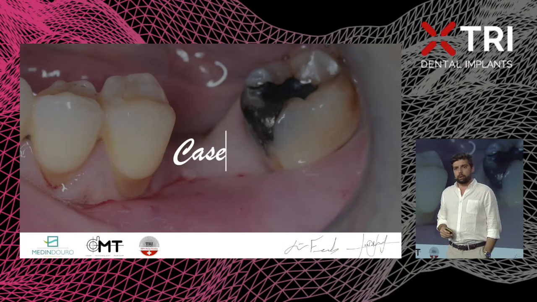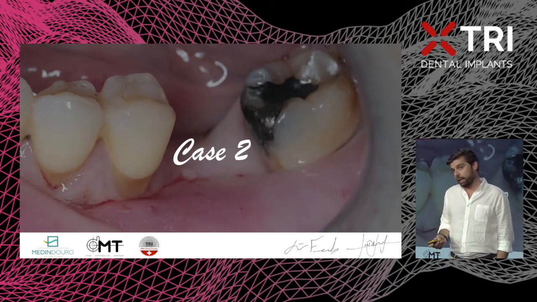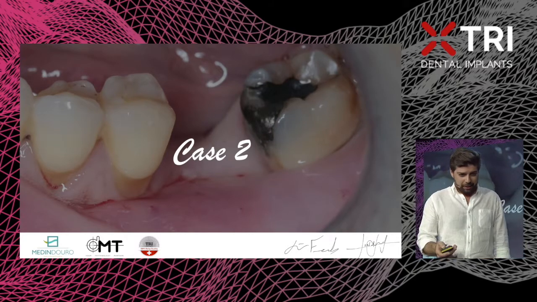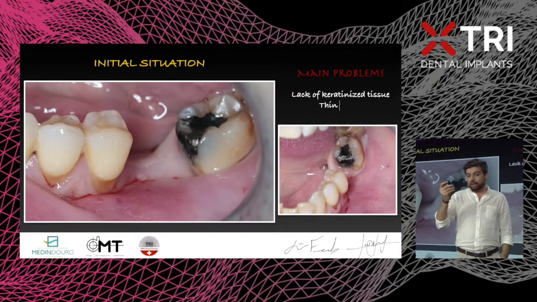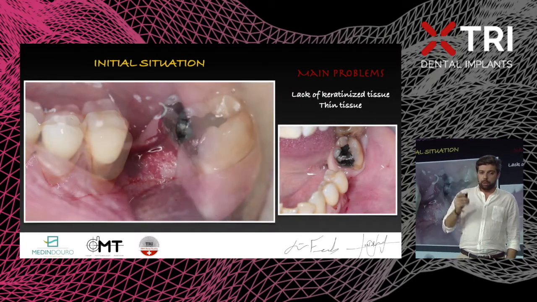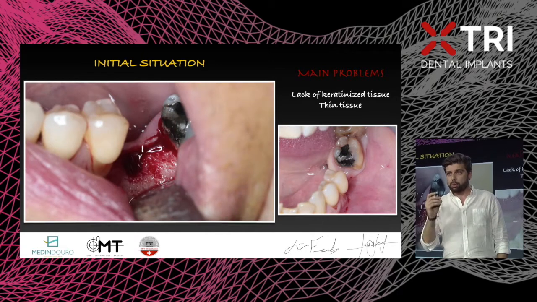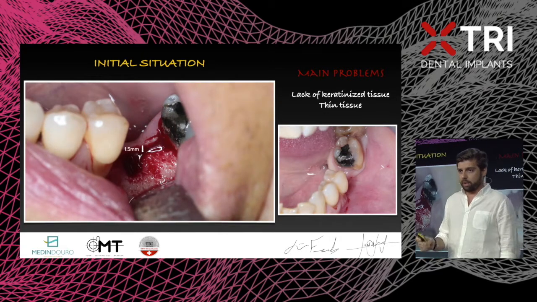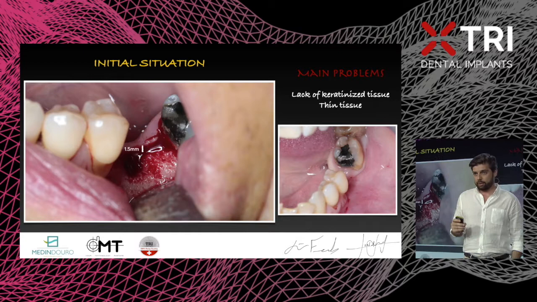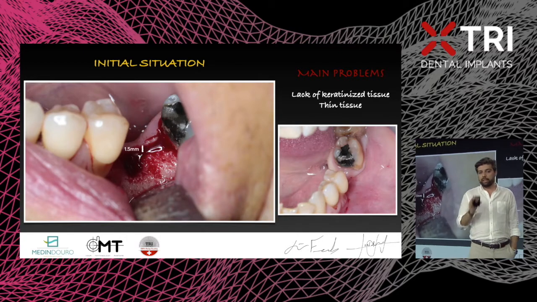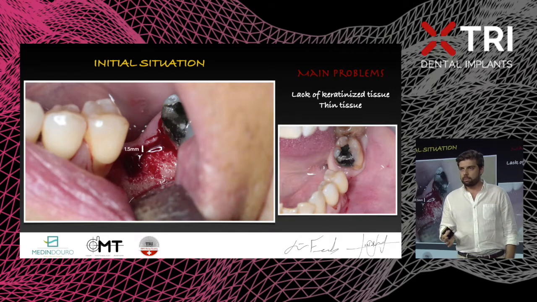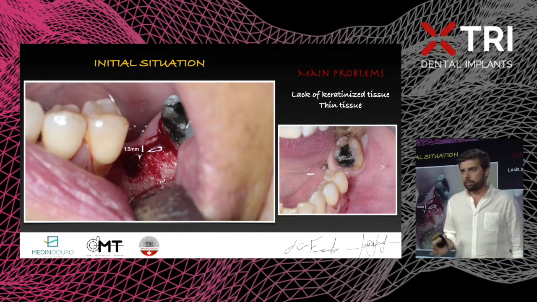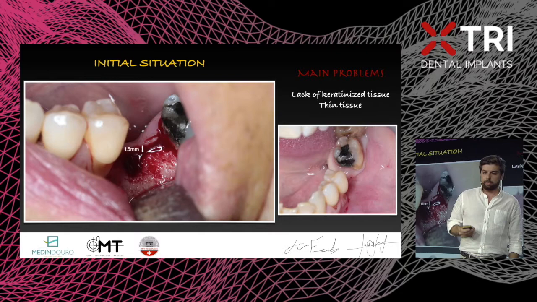Let's go to case number 2. Another tricky situation. I like tricky situations. Sometimes. And I like challenges, yeah. So this is a 60-year-old lady with a lack of keratinized tissue in the posterior region and only 1.5 millimeters of tissue height. Okay, quite sure you all agree that creating an emergence profile in this situation is not easy. Normally we'd go with grafts of some sort, but I tried something different.